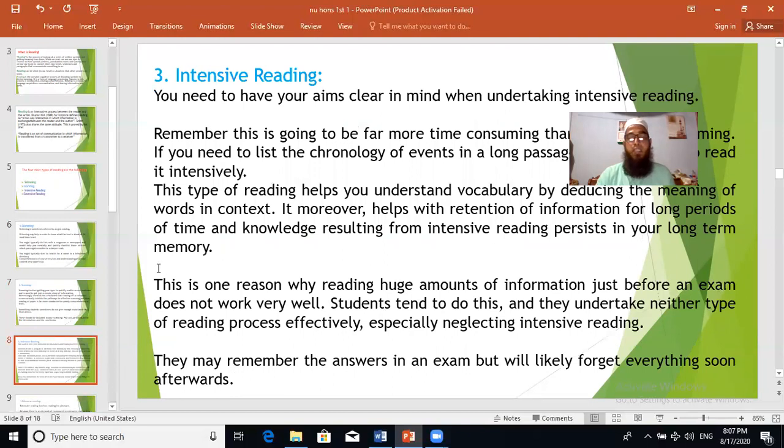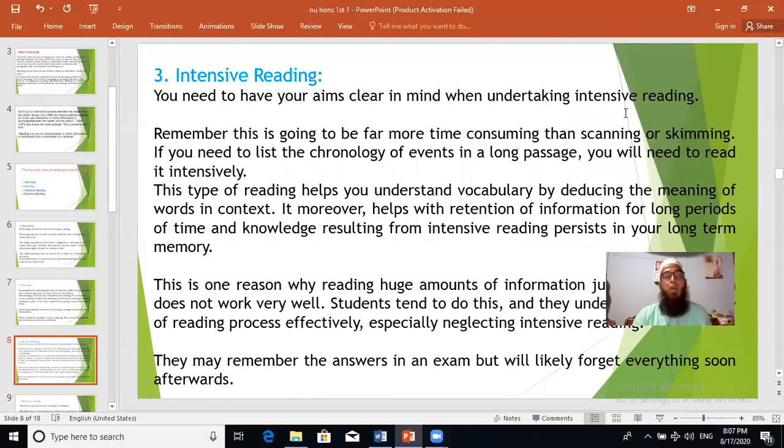Now, intensive reading. You need to have your aims clear in mind when undertaking intensive reading. So what is intensive reading? When we are reading for every detail, when we are going through a text with every detail to get the meaning of the story fully, then this type of reading is called intensive reading.